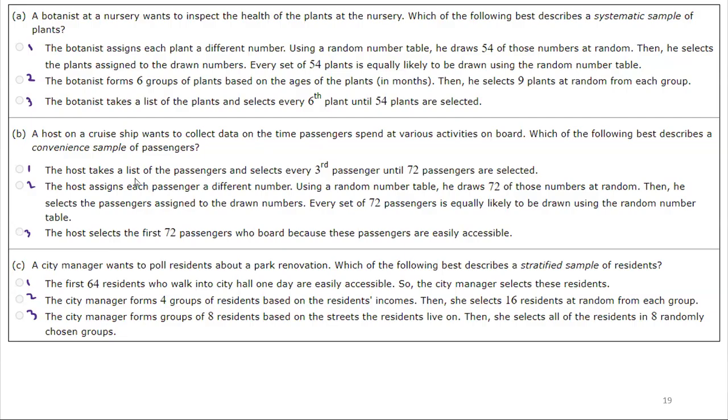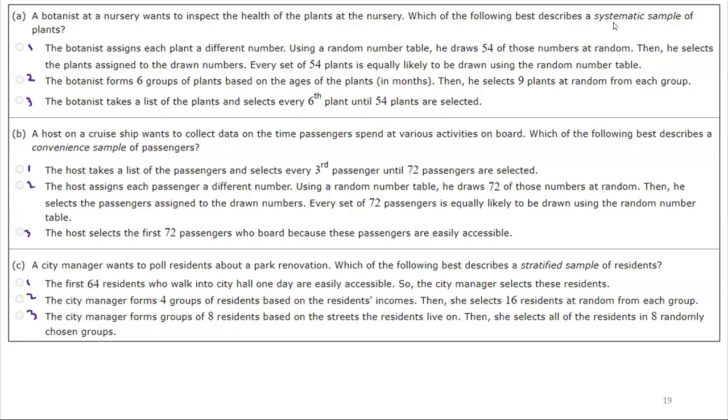Okay, so this lecture is a continuation of part one. In this particular one, we're talking about sampling. Okay, these next two set of problems. All right, so the first one says a botanist at a nursery wants to inspect the health of the plants at the nursery. Which of the following best describes a systematic sample of plants?